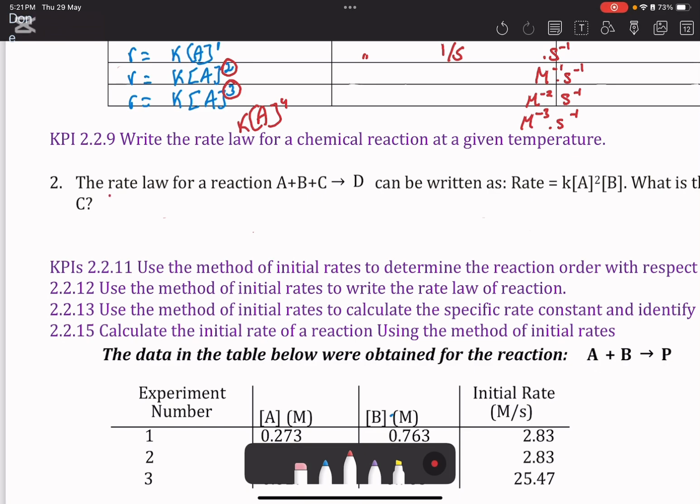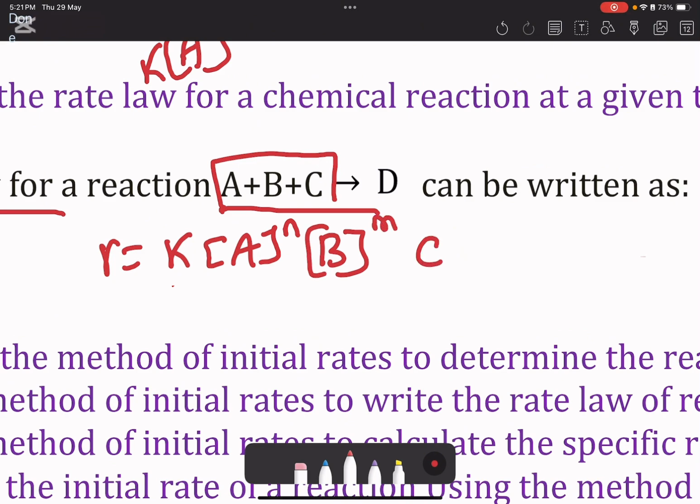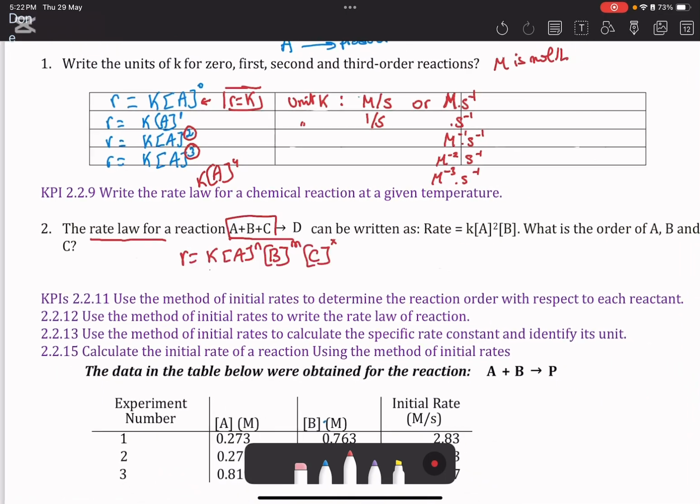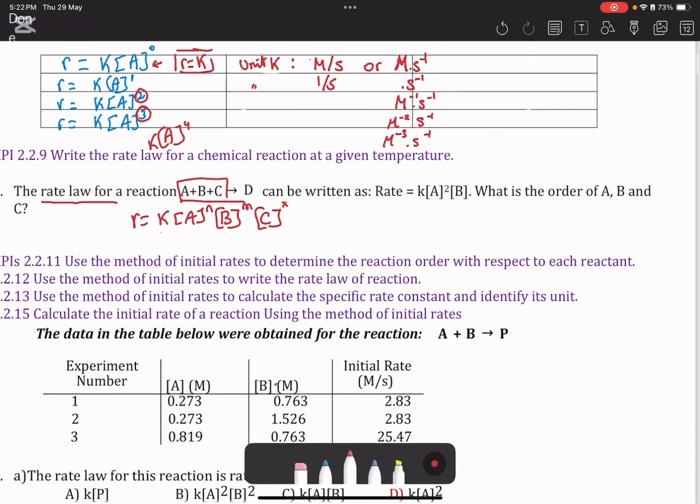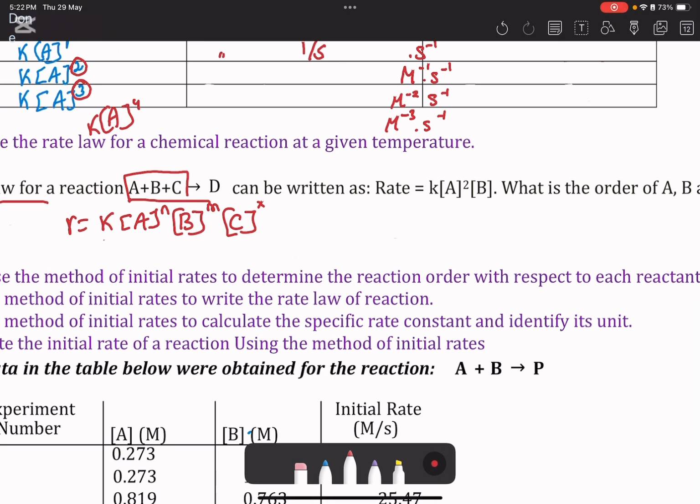This question asks to write the rate law of a given reaction that has 3 reactants. So the rate law is going to be A to a certain power, to a certain order, B to another order, and C to another order. Now let's see the given. The rate is given to us.